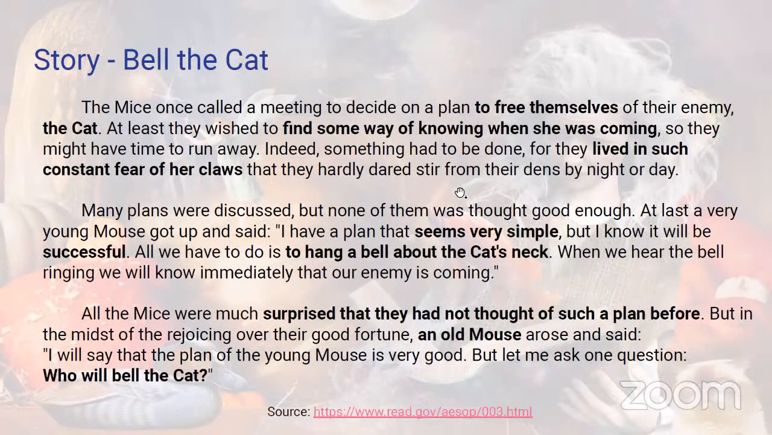Here it is. So the mice, it's the same story. They want to free themselves. The enemy is the cat. But the actual danger is the constant fear of her claws. Because of the fear, they don't want to be disturbed in their lifestyle, but the solution they need, the actual problem, is some way of knowing when she was coming.